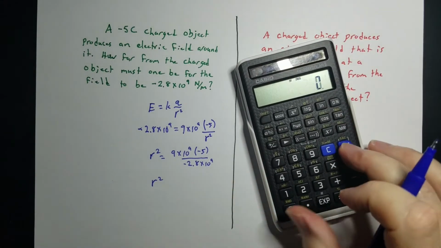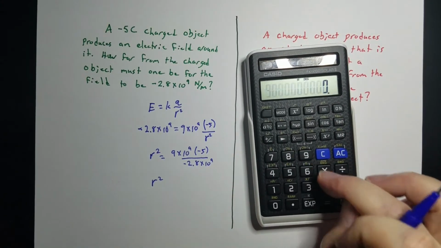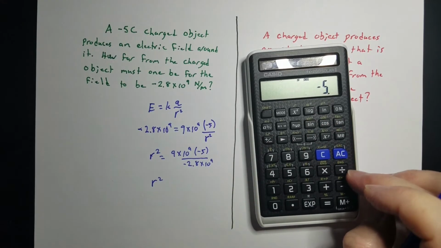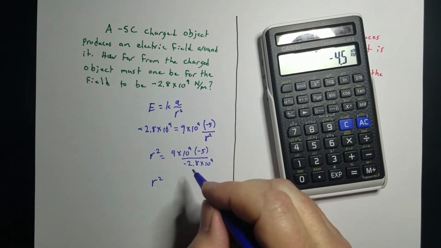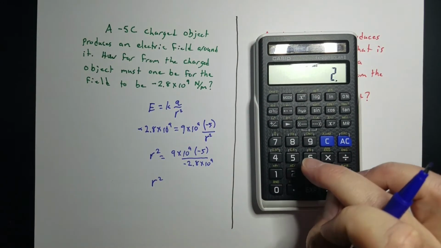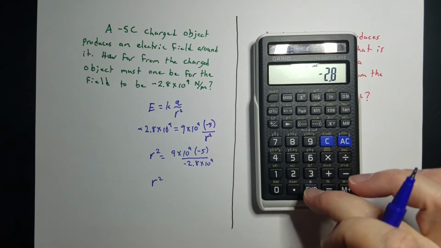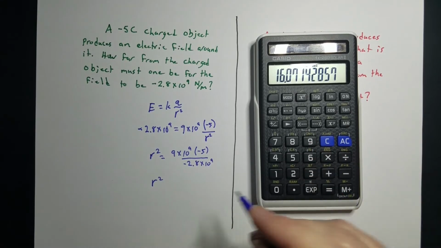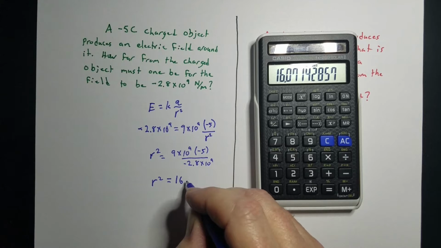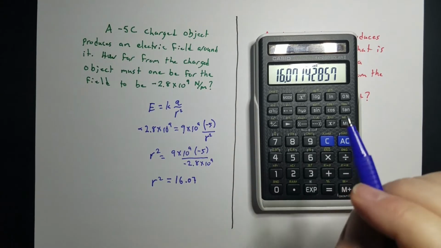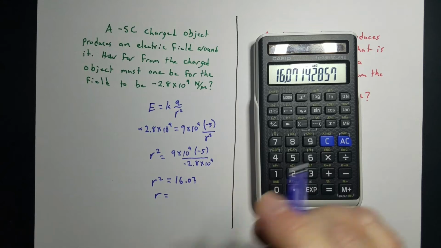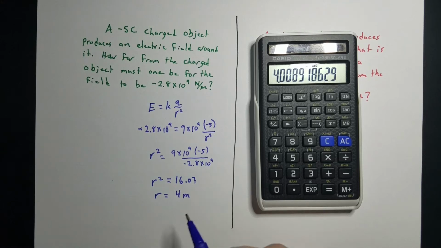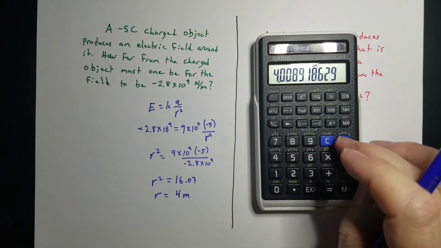So we do that calculation and take the square root. So 9 times 10 to the 9th times -5. I really don't have to do the negative because we know those kind of cancel out, but I'll put it in the calculator anyway. Divided by -2.8 times 10 to the 9th. And we get that, but we're not done. That is 16.07. But I need to take the square root because I don't want R squared, I want R. So I'll take the square root of that. And so this spot is about 4 meters from that charge.